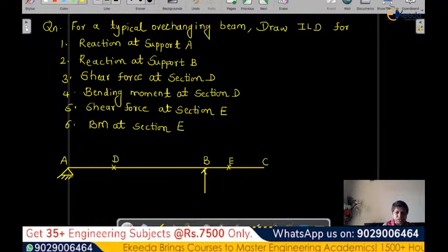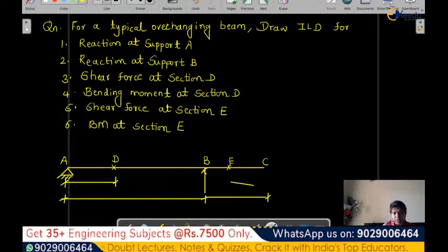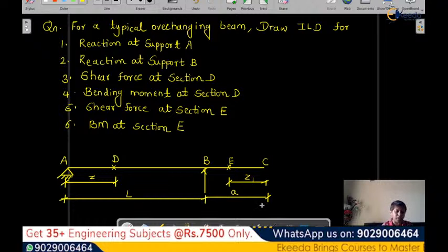Now what are the dimensions? Dimensions are, this is a Z distance, and the total span over here, this is L, and this particular length is A. This particular span, this is Z1. So this is Z, this is L, this is A, and this is Z1. Okay, so this is a typical case of an overhanging beam.